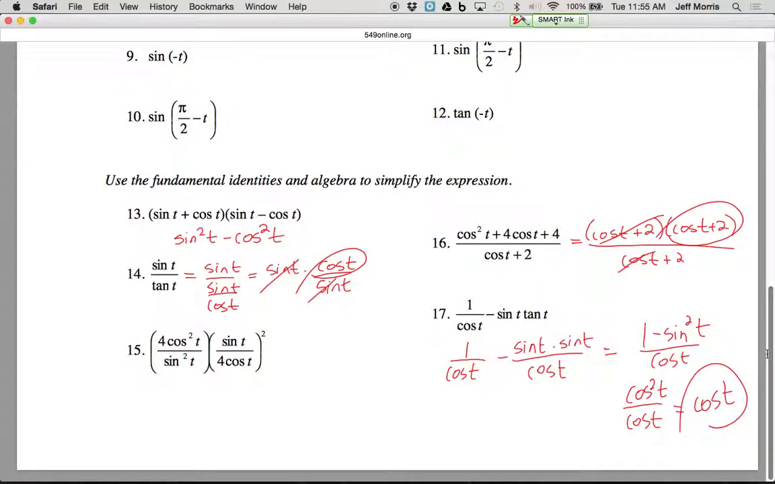Next one right here. This one's kind of fun. What happens when you square sine? Sine squared. That's going to cancel then. What happens when you square 4 cosine? You square the 4 and you square the cosine. So you get 16 cosine squared t. What happens to cosine squared? Cancel. But the 4 doesn't cancel. What do you get? You get 1/4.